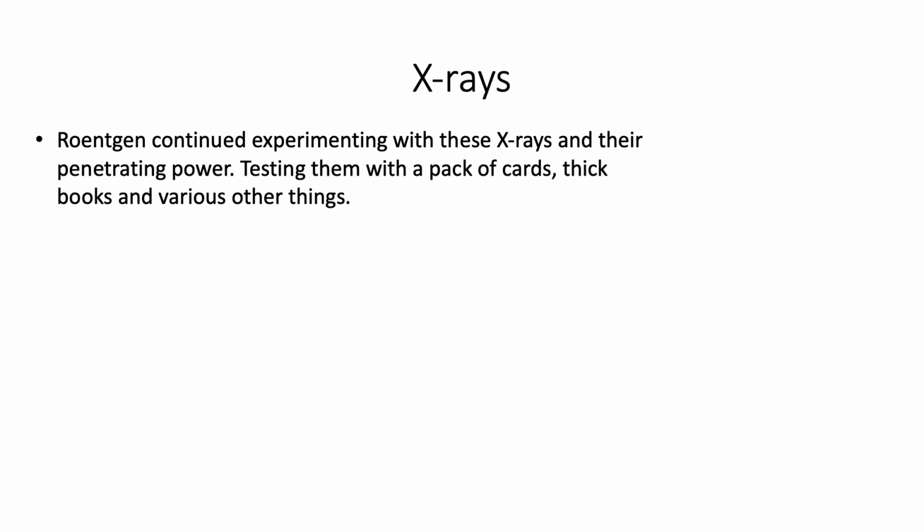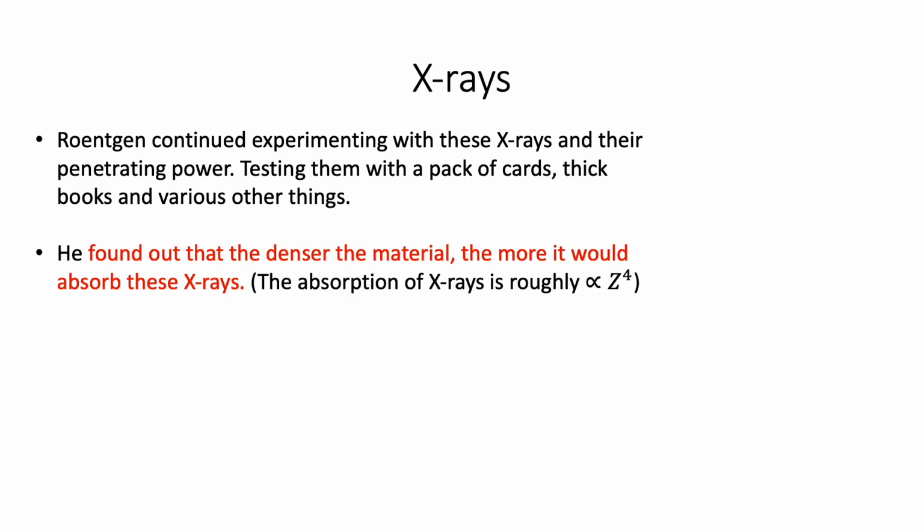So Roentgen continued experimenting with his X-rays and their penetrating power. In particular, he was trying to look at how far these X-rays could travel, as well as how much things they could penetrate through. He tested them with a pack of cards, thick books, and various other things. He found out that the denser the material, the more it would absorb these X-rays. To be more precise, the absorption of X-rays is roughly proportional to the atomic number to the power of 4.